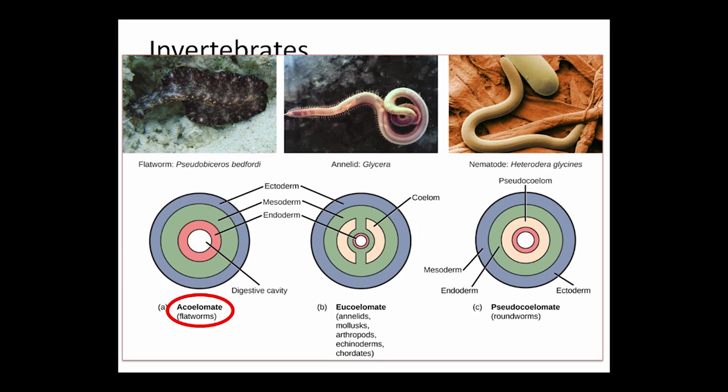Then with nematodes, our roundworms, we have kind of sort of a coelom in that light pink. We call that a pseudocoelom because it's not completely lined with endoderm or mesoderm. Okay, you have the coelom, and then you have the mesoderm, you have the endoderm, and you have the ectoderm.